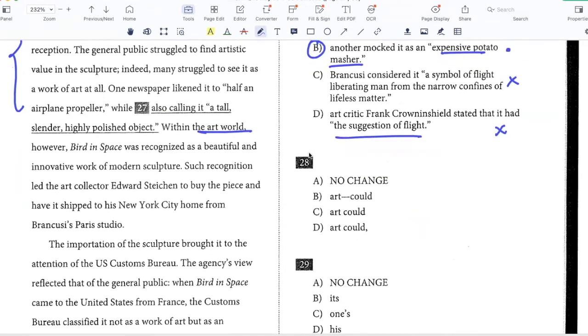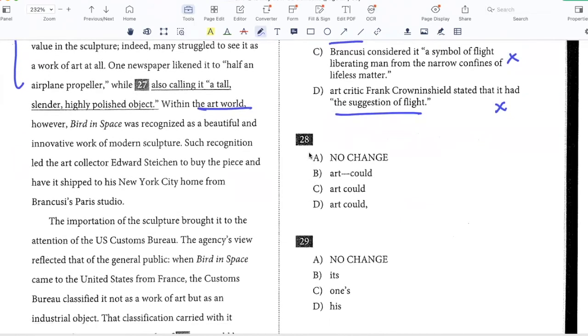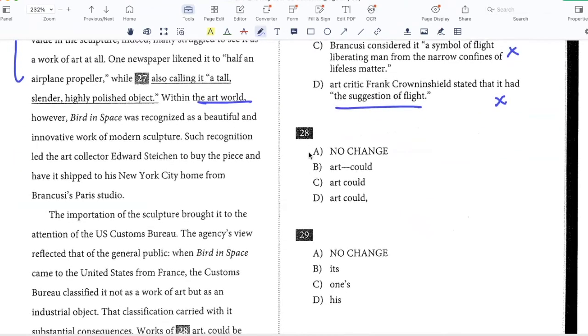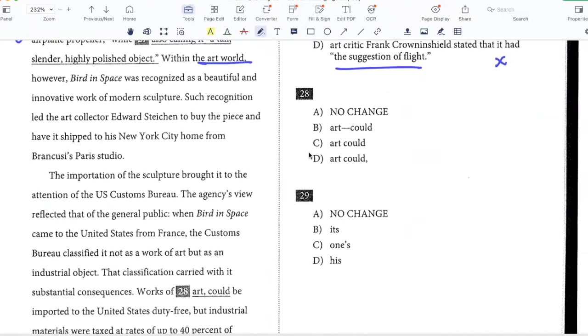Such recognition led the art collector Edward Steichen to buy the piece and have it shipped to his New York City home from Brancusi's Paris studio. The importation of the sculpture brought it to the attention of the US Customs Bureau. The agency's view reflected that of the general public.